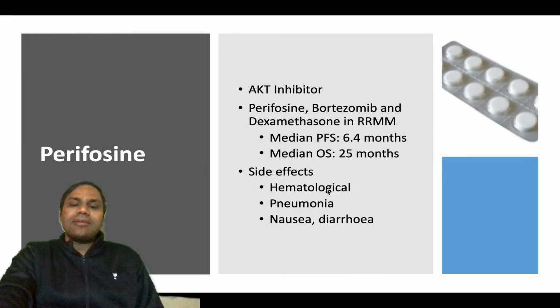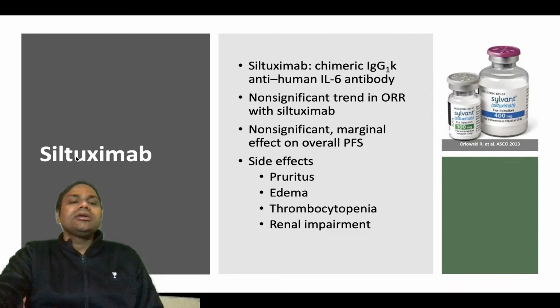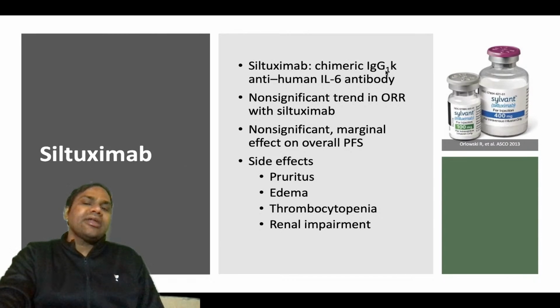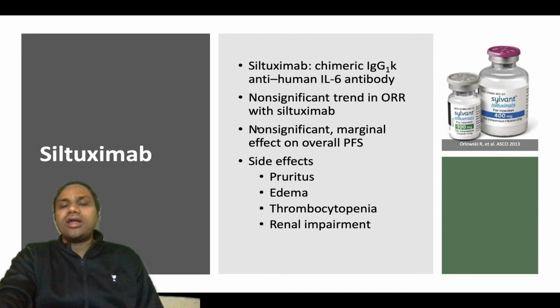The major side effects are hematological, pneumonia, nausea and diarrhea. So perifosine is again a newer drug for multiple myeloma, okay. Then you have siltuximab. Siltuximab is a chimeric immunoglobulin G1 kappa light chain anti-human interleukin 6 antibody, okay. It has a non-significant trend in ORR, and a non-significant marginal effect on overall survival of the patient, okay. Main side effects are pruritus, edema, thrombocytopenia and renal impairment.